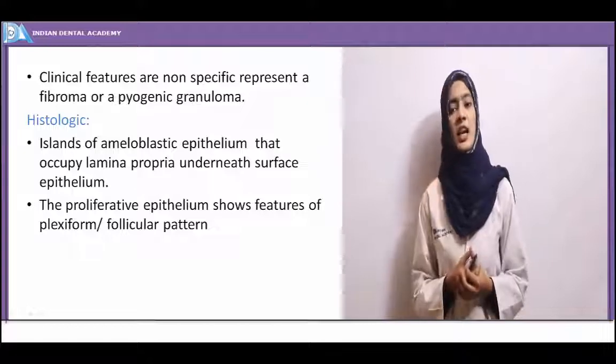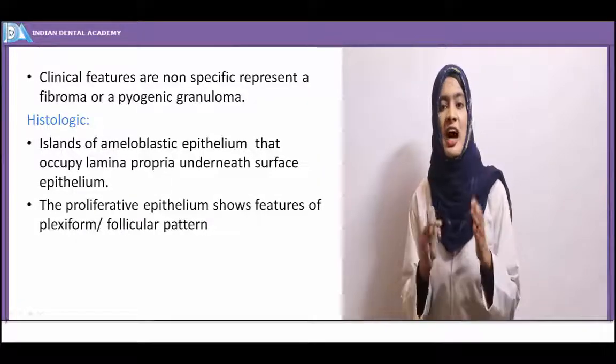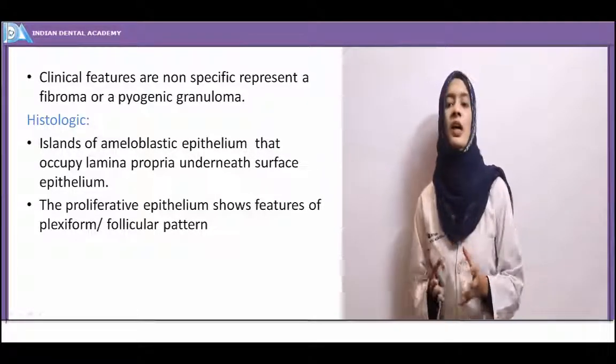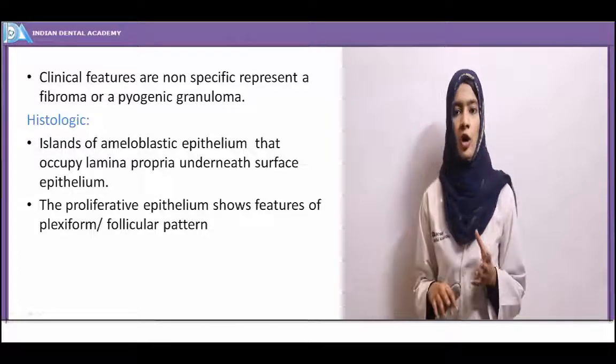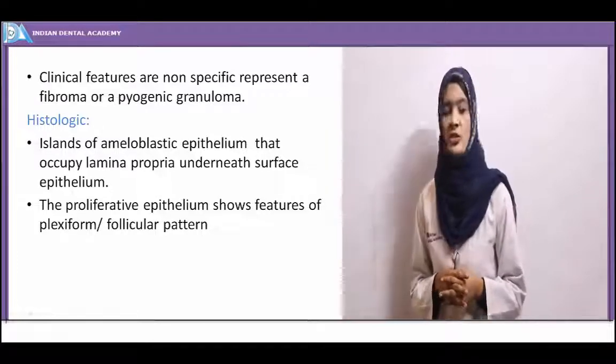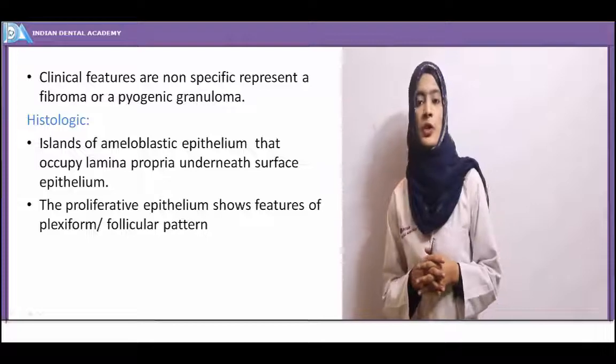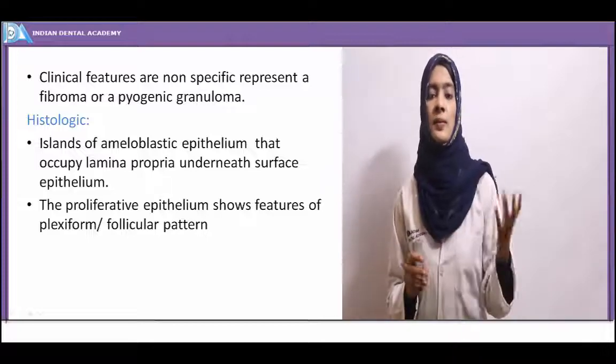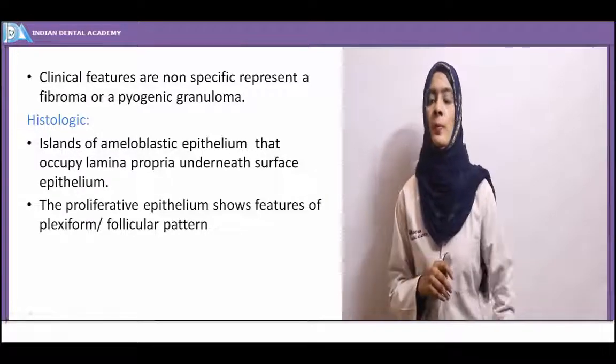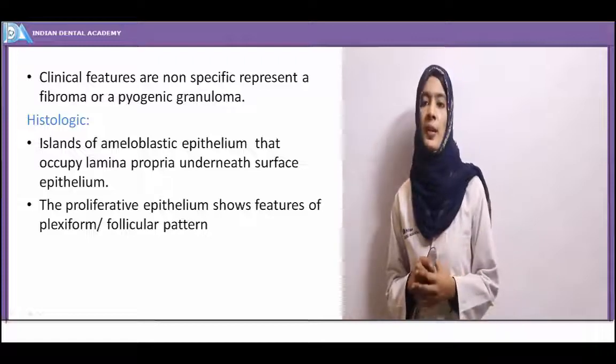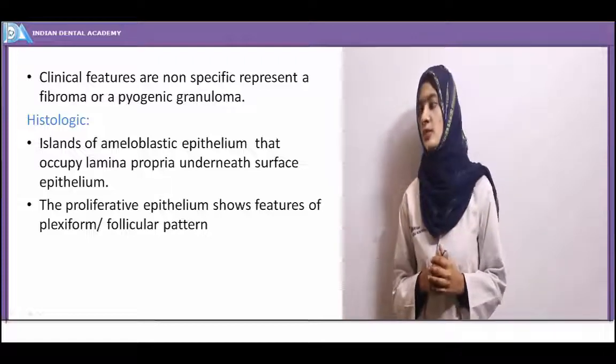So histologically, again, you get to see the characteristic islands of ameloblastic epithelium. That is the appearance of tall columnar cells, ameloblast-like cells with reverse polarity. And the proliferating epithelium shows the pattern of either the plexiform pattern or the follicular pattern, as we have seen in the solid ameloblastomas.